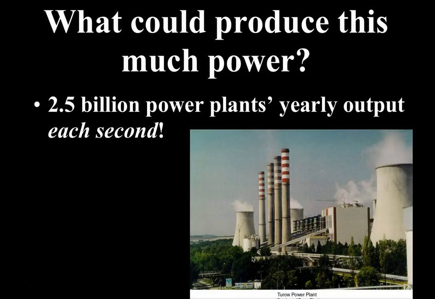Now, this is equivalent to taking a nuclear power plant and combining a bunch of these power plants together, the yearly output, and putting it into every second. There's roughly 31 million seconds in a year. So you don't really get a one-to-one correspondence here, because you're putting the yearly output of 2.5 billion of these nuclear power plants and compressing it into 1 second.